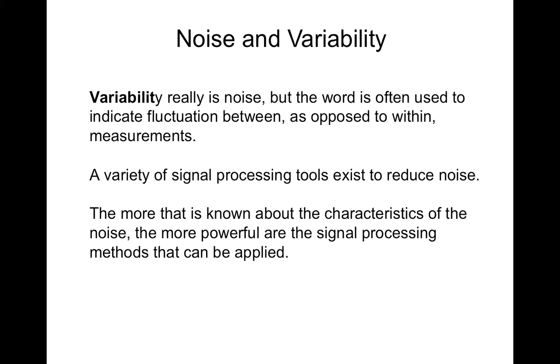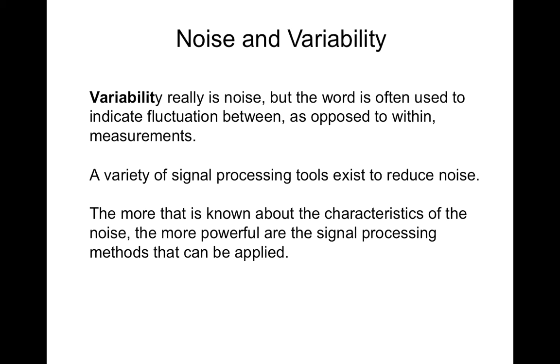So variability is really noise, but the word's often used to indicate fluctuation between measurements as opposed to within a measurement. So that would mean if you took a heart rate several times and looked at the difference in the measurement, that would be variability.